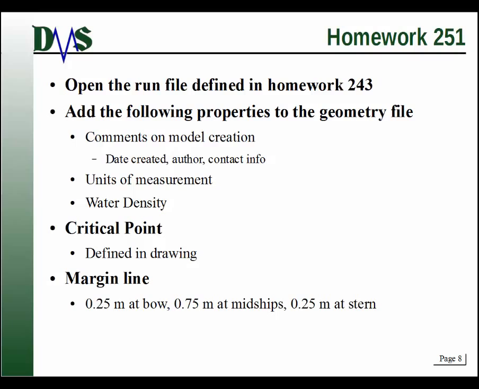Those are actually listed in the drawing, so it can tell you what the points are. You have to define them in GHS. And then finally, I'd like you to put in a margin line. And that margin line is going to be 0.25 meters at the bow, 0.75 meters at the midships, and 0.25 meters at the stern. So that's a parabolic margin line.